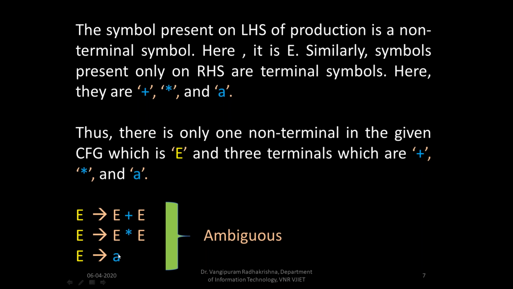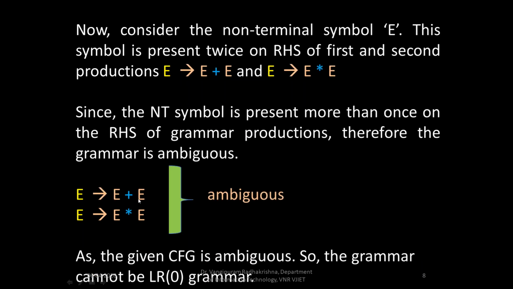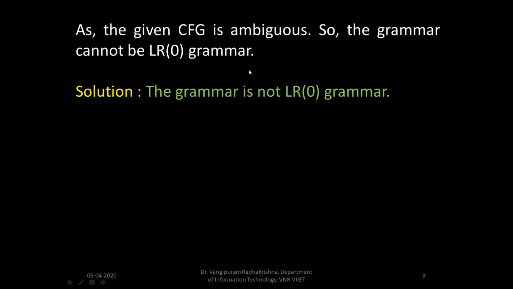Finally, when you take the E dash A production, the non-terminal symbol on the left-hand side of the production does not appear twice or more on the RHS part of the grammar production. However, because the first two productions have the left-hand side non-terminal appearing more than once on the RHS part of the production, we can conclude that this given grammar is ambiguous. The moment we say that the given grammar is ambiguous, we can come to the conclusion that it is no more LR0 grammar. Hence, the solution for this particular problem is the given grammar is not LR0.